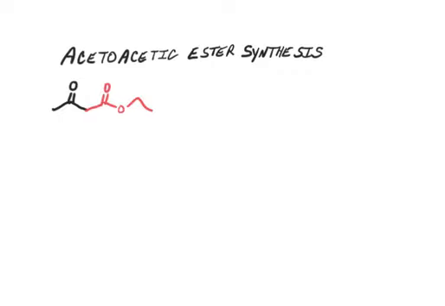Aceto is the group in black, right? Only counting the aceto carbons, which is carbons 1 and 2. That's the aceto. And the acetic acid is this component, which would be 3, 4, and 5. And it's the ester of that, right? So that's where we get the acetic ester from.